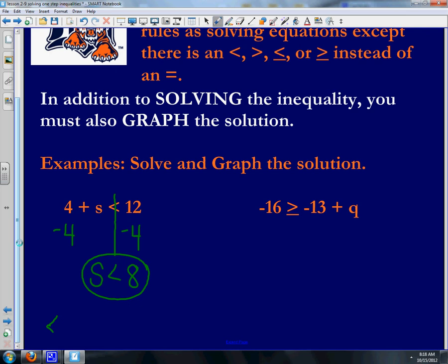And then you draw a graph. I put 8 in the middle. I'm going to do a number on each side. Now I think, is it open or closed? Well, this one is going to be open, and it's going to be everything less than. So I draw my arrow to the left.